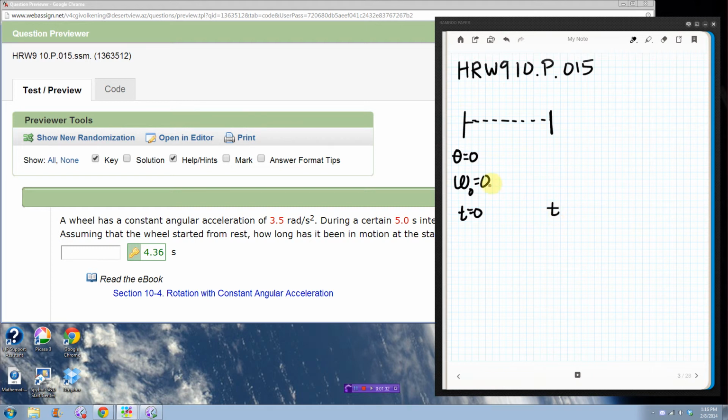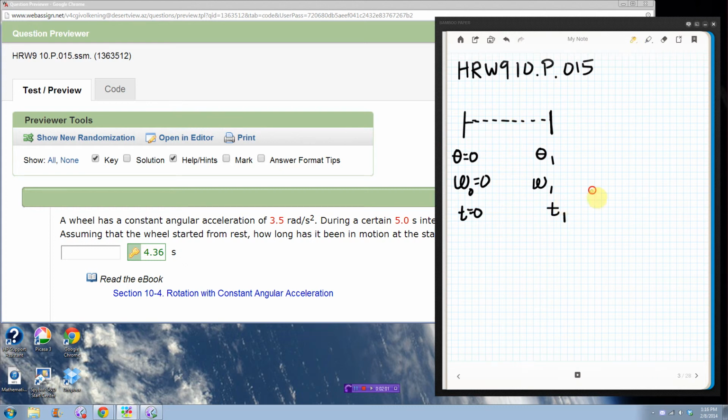At this place, it has some angular velocity, I'm just going to call it omega 1. We're actually not going to use that, so it doesn't matter. And it has turned through some amount of angle, I don't know what it is, but I'm going to call it theta 1. Notice these are all 1s. I'll just call this t1 as well, and that's what I'm looking for. I'm looking for t1. This is what I want.